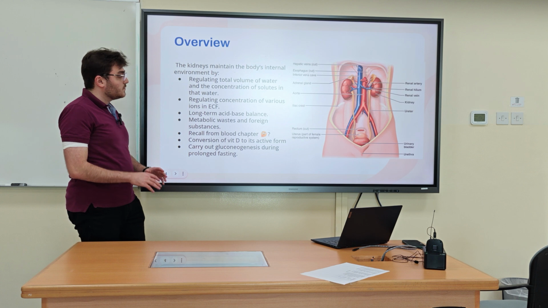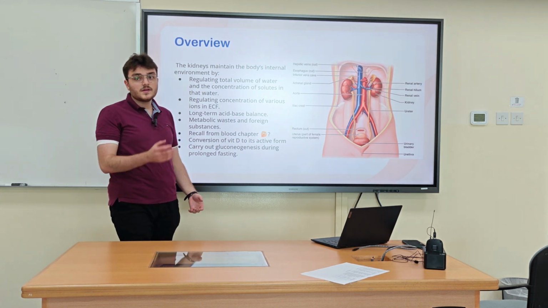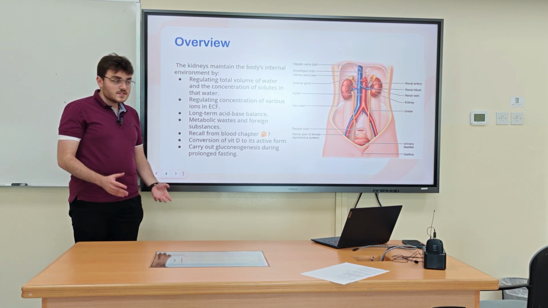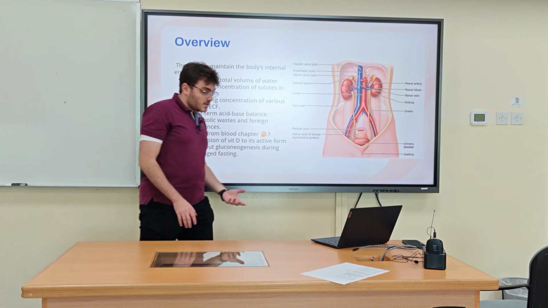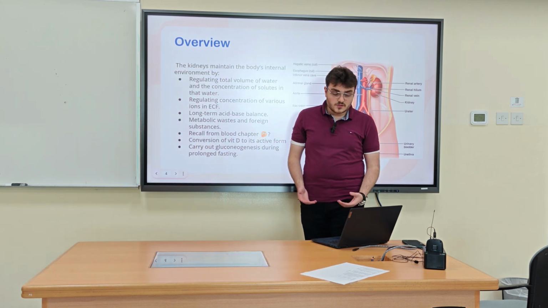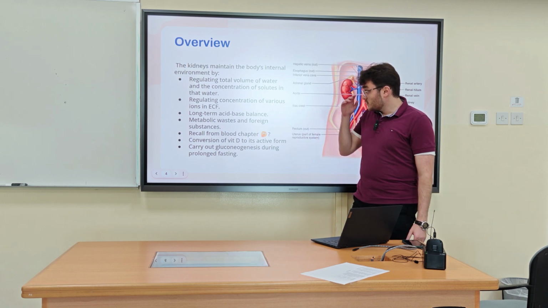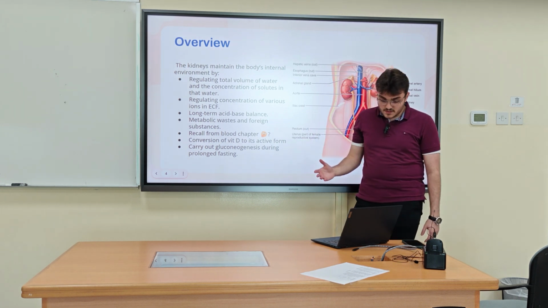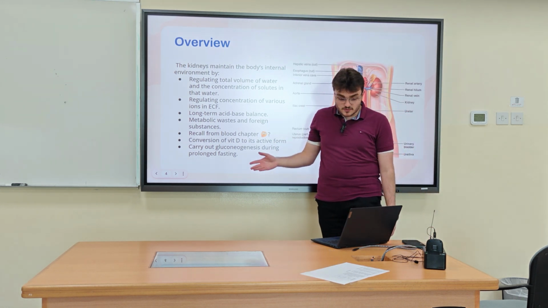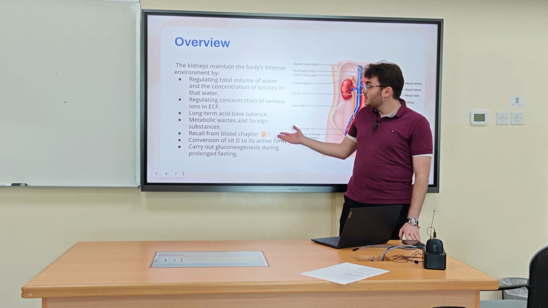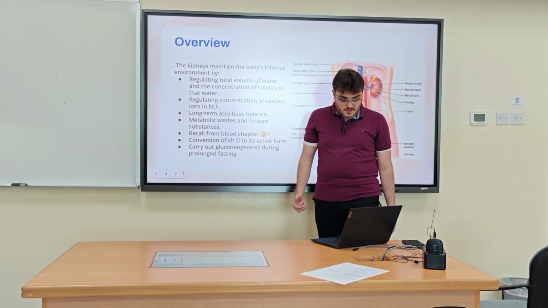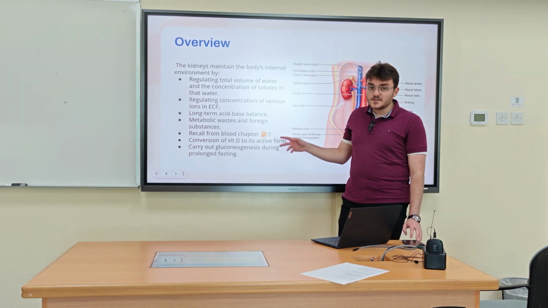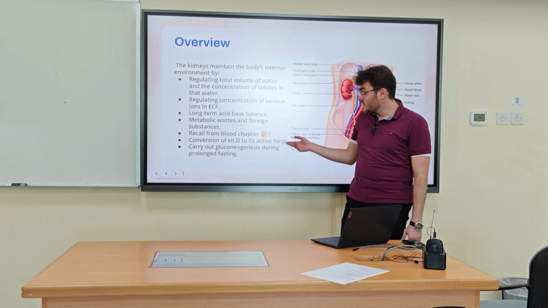Okay, so first of all, we will be discussing general functions of the kidneys and the renal system. The kidneys in our bodies do certain functions, some of them being regulating total volume of the blood, of water and therefore blood, and the concentration of solutes in that water, regulating the concentrations of ions in the extracellular fluid as well as the plasma, long-term acid-base balance, metabolic waste filtration, and foreign substance removal.